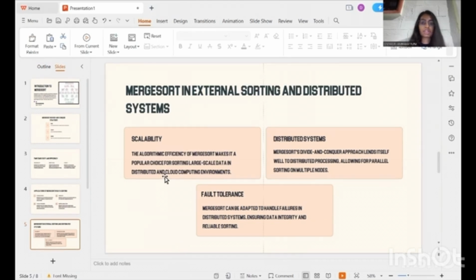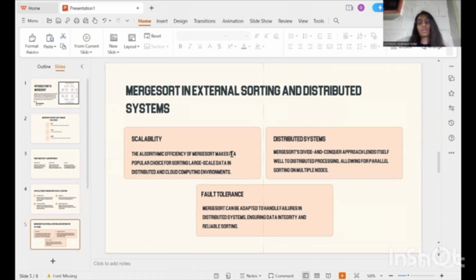This algorithm's efficiency makes it a popular choice for sorting large-scale data in distributed and cloud computing environments. Now, coming to distributed systems, as I have said, merge sort is based on the principle of divide and conquer, where the approach lends itself well to distributed processing, allowing for parallel sorting on multiple nodes.